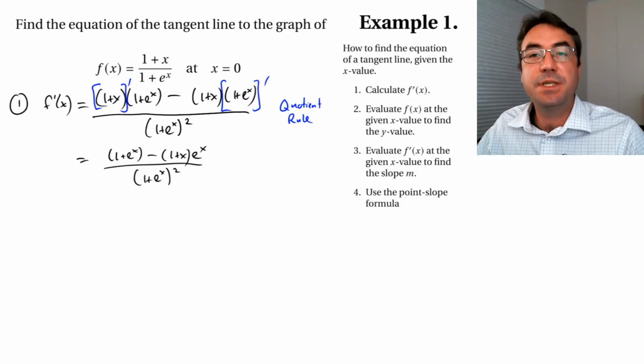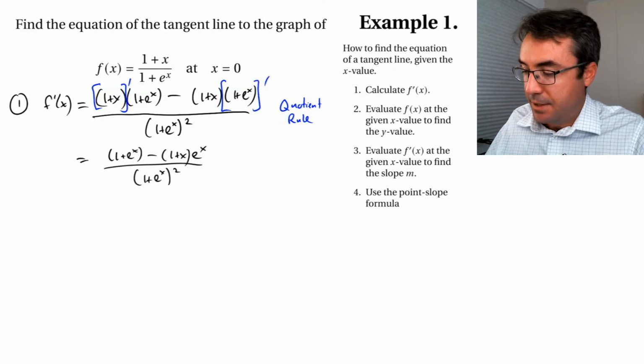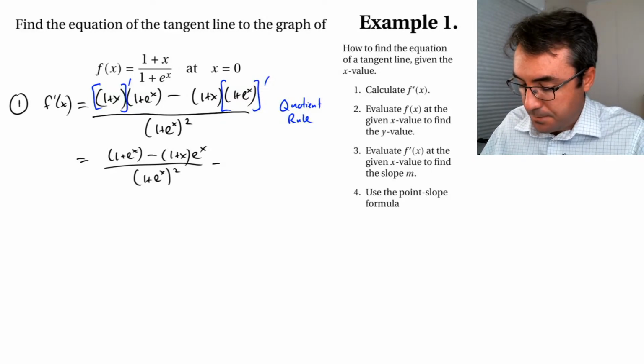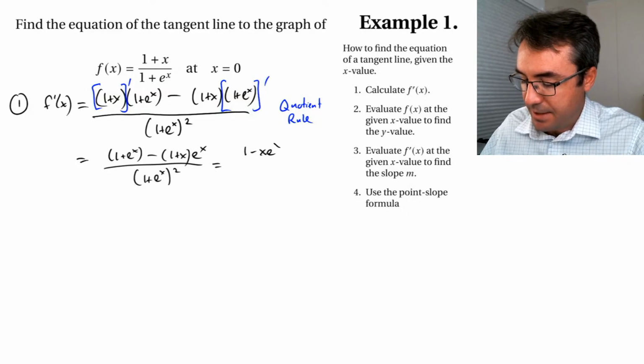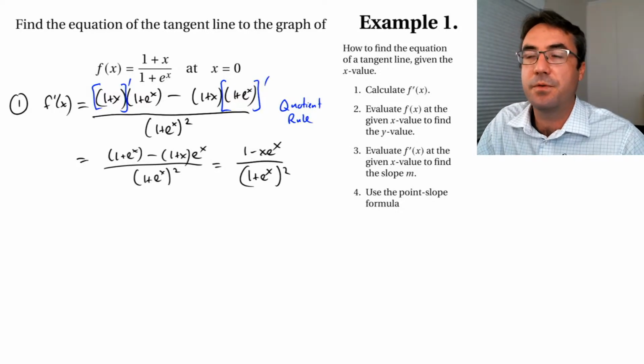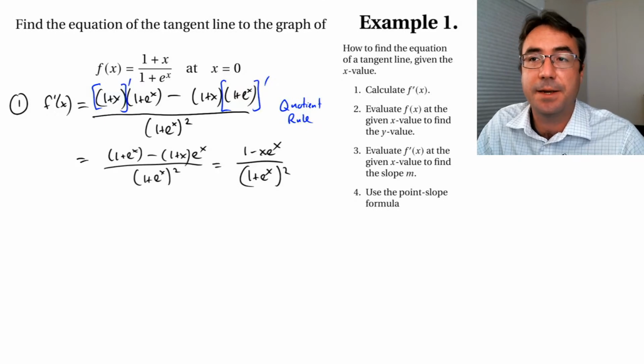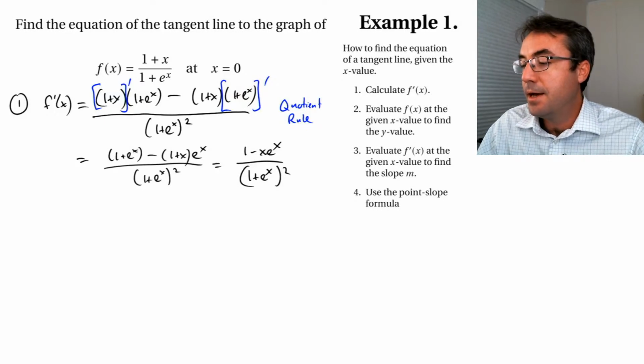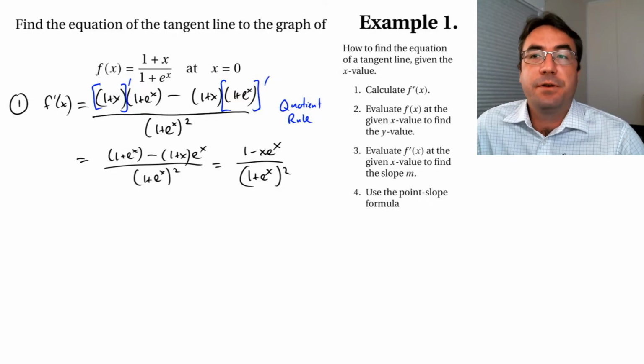Now it might be helpful to simplify this down a little bit. So there's a little bit of room we can go, and we can simplify it down to 1 minus x, e to the x over 1 plus e to the x all squared. And we won't go any further than that. We'll stop there with the simplifying. All right, so we have our derivative.